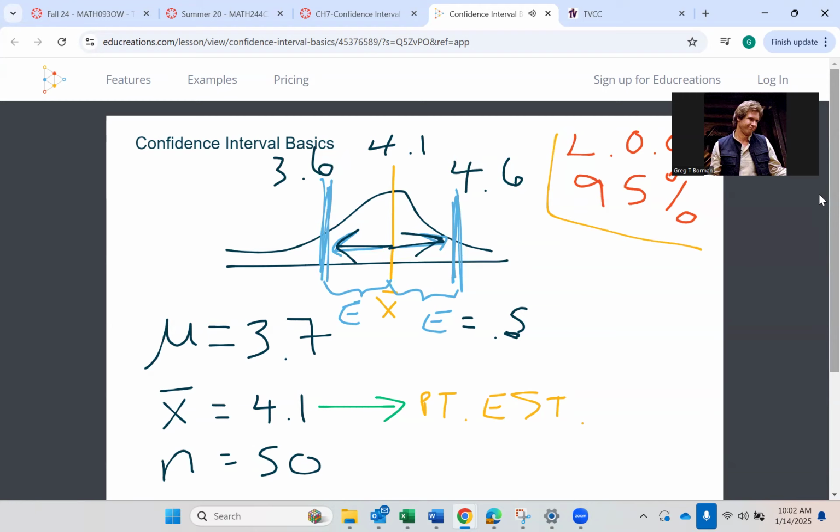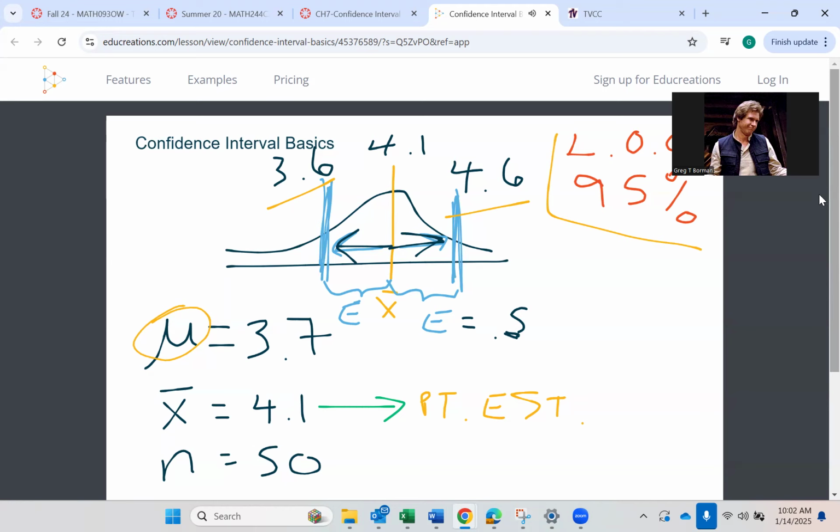Well, this is how you'll write out your answers for confidence interval problems in this course. It means with 95% confidence, the true mean of the entire population is between 3.6 and 4.6 donuts per week. Or in other words, we are 95% confident that the true number of donuts that people eat per week is between 3.6 and 4.6 donuts.